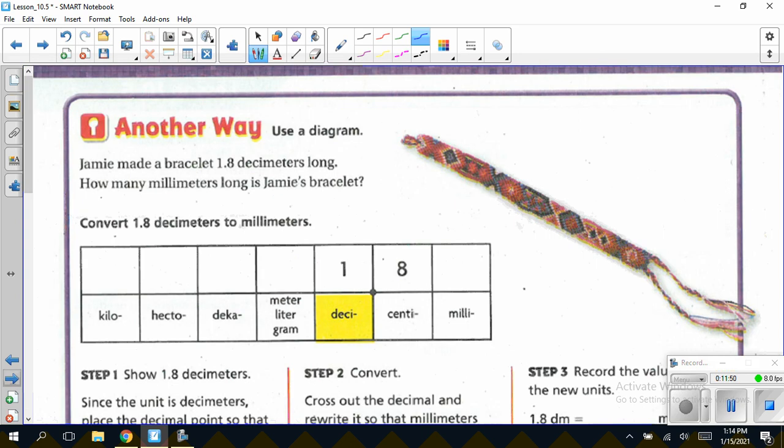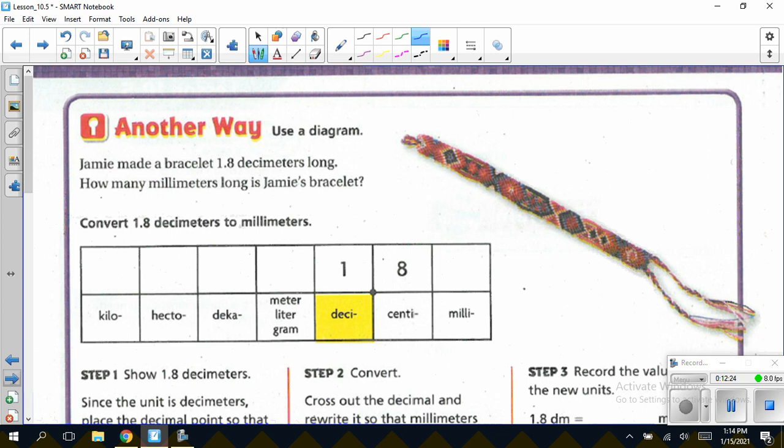Moving on to the next page. This next question, they do have us using a diagram. Again, you use whatever method is most comfortable for you. But after this next question, I am going to start to kind of talk you through how I would solve them without having to really say that you're multiplying or dividing by which power of 10. So Jamie made a bracelet 1 1/8 decimeters long. How many millimeters long is Jamie's bracelet?